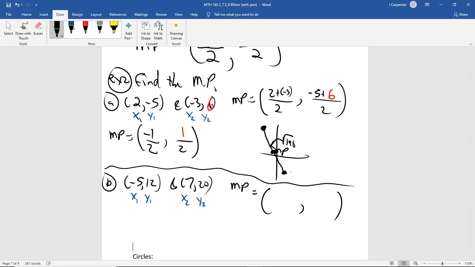So add the x's and divide by 2. Add the y's and divide by 2. -5 plus 7, and then 12 plus 20. So our midpoint, -5 plus 7 is +2 over 2, comma, 12 plus 20 is 32, then over the 2. Reduce your fractions, you get 1, 16. And that would be our midpoint.